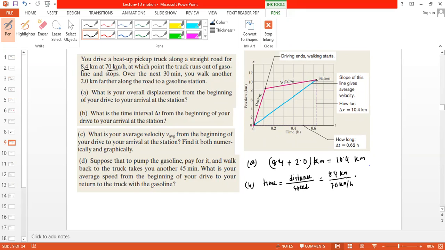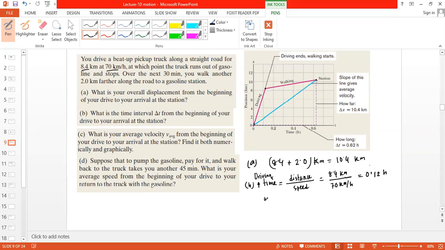Do any of you have a calculator with you? Yes sir. What is 8.4 divided by 70 equal to? Sir, 0.12. So 0.12 hour is the time for traveling. The driving time is 0.12 hour. Okay, let's write driving time.